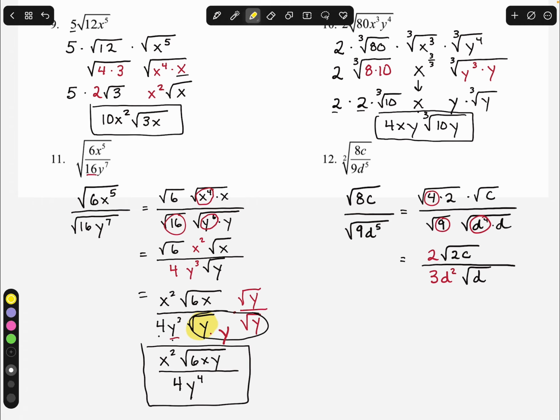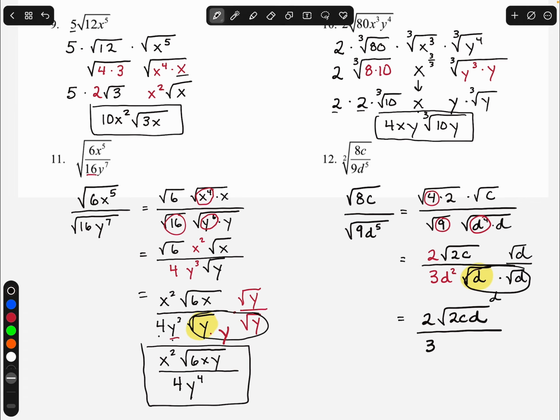And again, just like the previous problem, it's not simplified because of this. So we're going to multiply it by the square root of d over the square root of d. And we should end up with 2 times the square root of 2cd over 3. And then remember, this is going to become a d. So we'd have d to the third. So 2 times the square root of 2cd over 3d to the third.